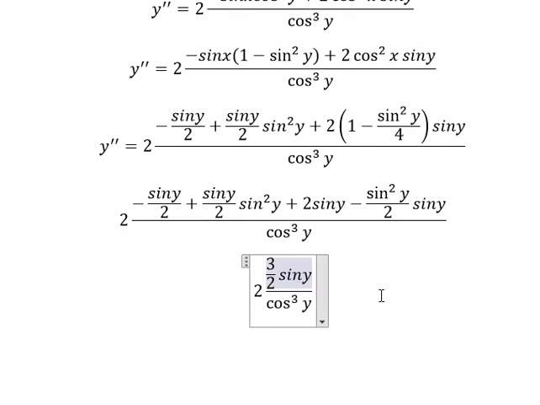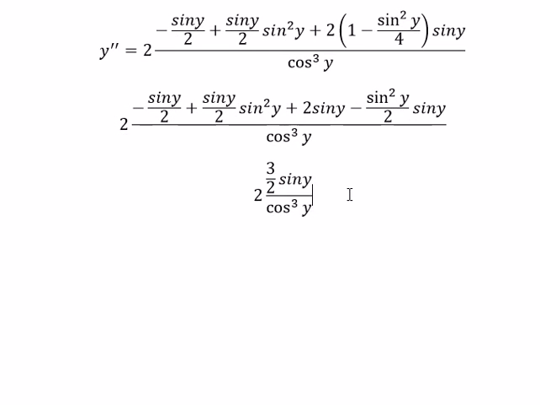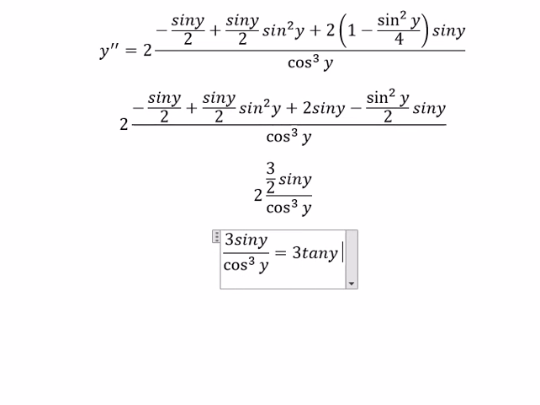Sine y. And we have the number 2 in here. You get the number 3. And now we can put 3 sine y divided by cosine y. You get tan y. And we have secant of y squared.